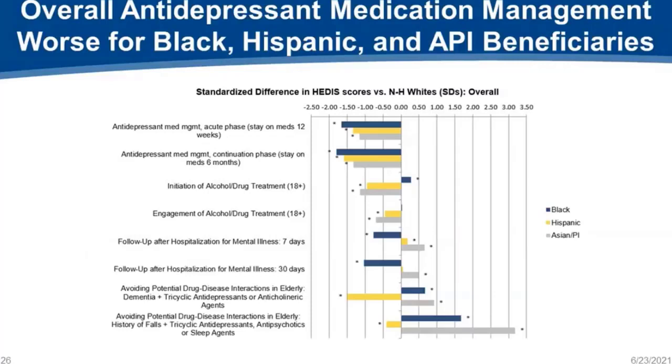And so here's an example of that analysis. So in this chart, these are showing differences between Black, Hispanic, and API beneficiaries and white beneficiaries. And when the bar goes to the left, that means that the group corresponding to the bar is receiving worse care. And when it goes to the right, it means that group is receiving better care. And so here we found a number of differences. In particular, antidepressant medication management, which are those first two bars, was considerably worse for Black, Hispanic, and API beneficiaries relative to non-Hispanic white beneficiaries, whereas patterns differed for some of the other behavioral health measures. Next slide, please.